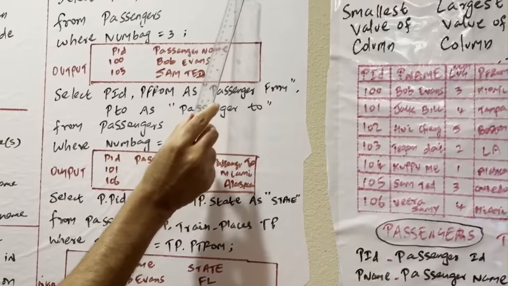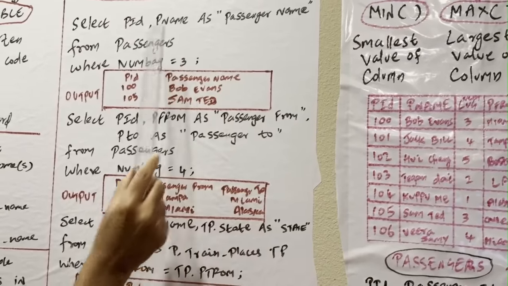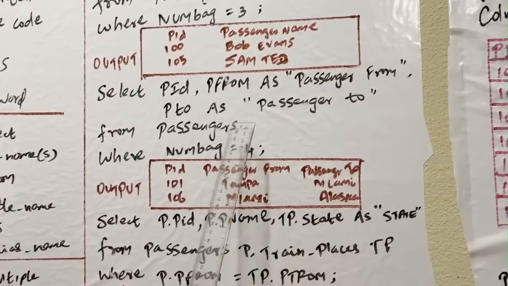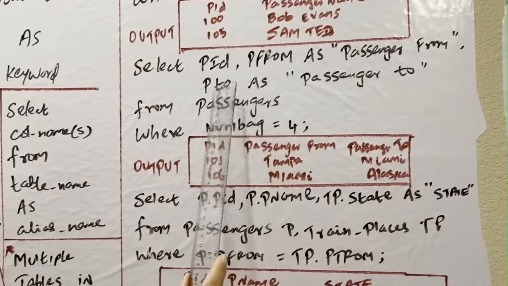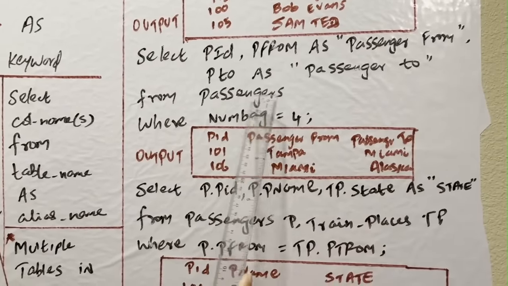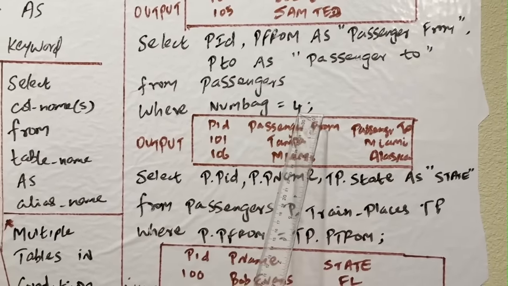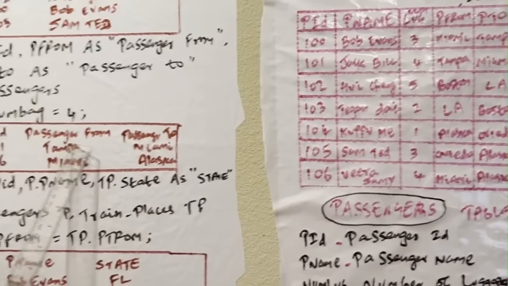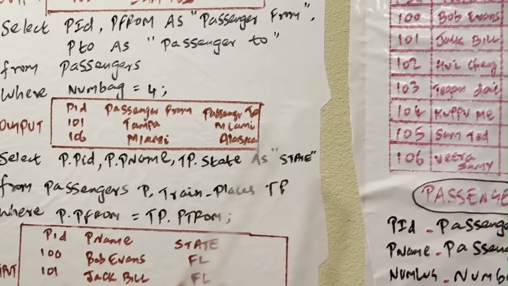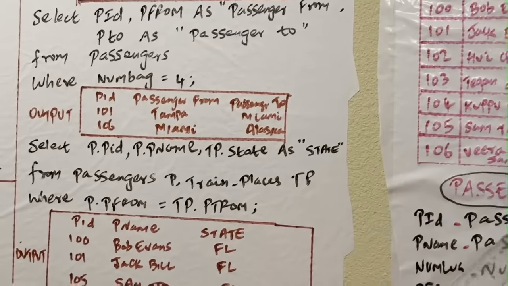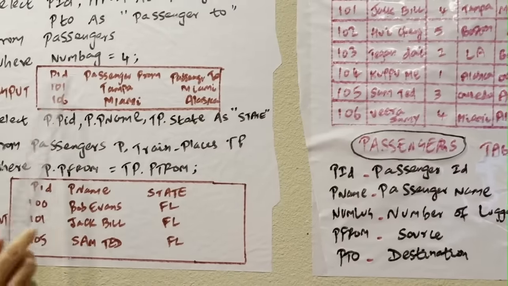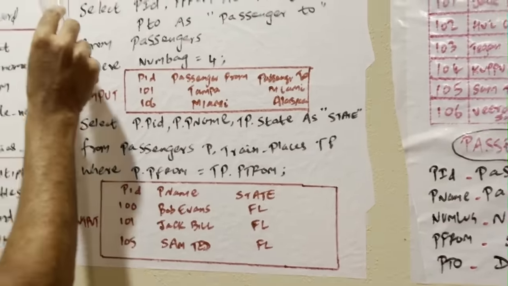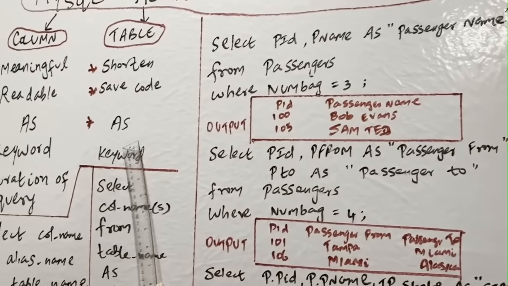Here we use the alias as a column name. Let's see here. Select PID, P from as passenger from. We're using two columns, two aliases. P to as passenger to, from passengers where number of bag equals 4. So let's check here. 4 is here, 4 is here, two rows. It brings up the passenger from, passenger to for those two records, 101 and 106. You see the 4. This is the display.